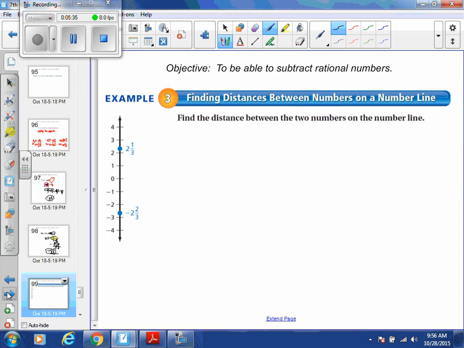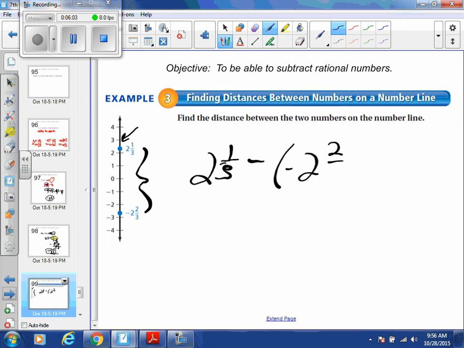All right, find the distance between the two numbers on the number line. Okay, so to do that, to find the distance between these two numbers, there are multiple ways you could do that. I would say take the first number, 2 1/3, minus, all right, finding distance between or finding the range, you subtract. Take the bigger minus the smaller. So we're going to take 2 1/3, sorry, that doesn't really look like a 3, minus negative 2 2/3.